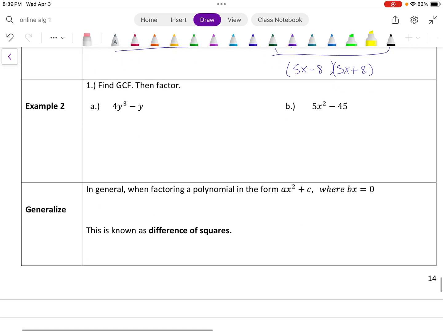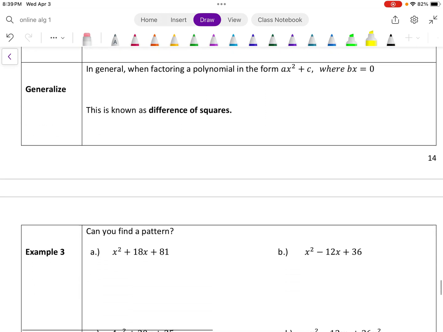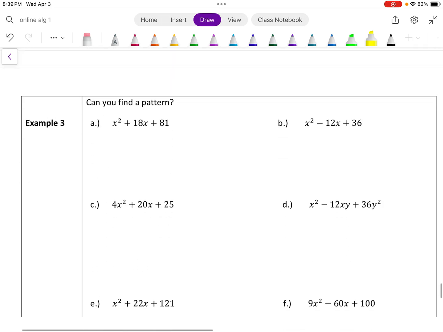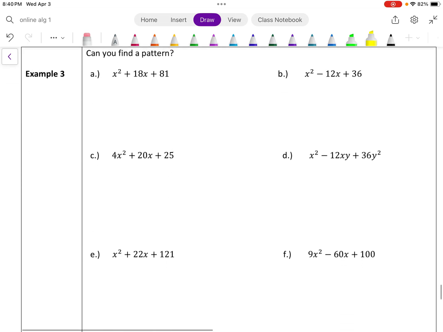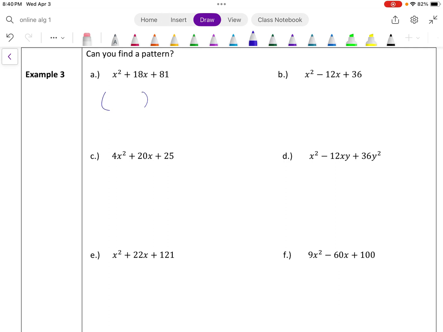All right, we're going to skip those two and go down to our perfect square trinomials. So, perfect square. What do we know about perfect squares? It's a number times itself. Okay, let's keep that in mind. x squared plus 18x plus 81. 81 is a perfect square. There are a lot of things that multiply to be 81.